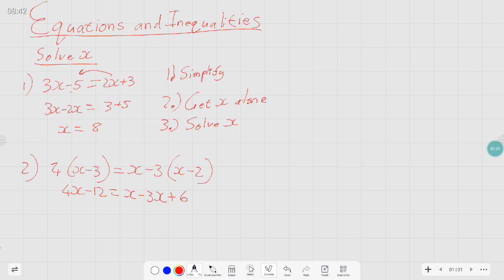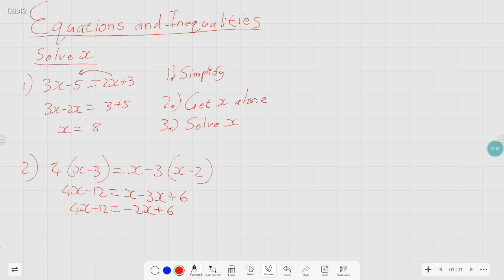Okay, we're still on step 1, which is simplify. Can the left-hand side simplify any way, shape, or form? The 4x minus 12? No, not yet. So we leave it. X minus 3x is negative 2x. Plus 6 stays there, doesn't have a friend on the right.